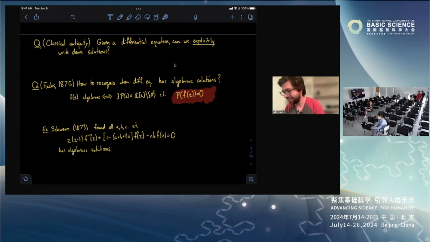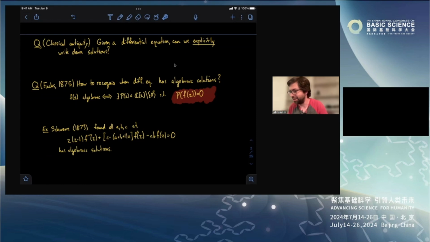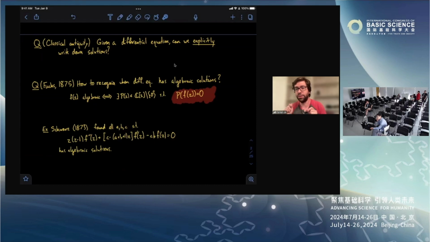Okay, and this question, in some form, goes back before Fuchs asked it in general. In 1873, Schwartz classified all the A, B, and C so that this particular differential equation has algebraic solutions. What is this differential equation really? This is a form you can put any differential equation with regular singularities at 0, 1, and infinity into. This is the so-called hypergeometric differential equation. Schwartz wrote down all the parameters A, B, and C here so that the solutions to this equation are algebraic functions. There's some small list, now called Schwartz's list, of such parameters. Are there any questions about this so far?